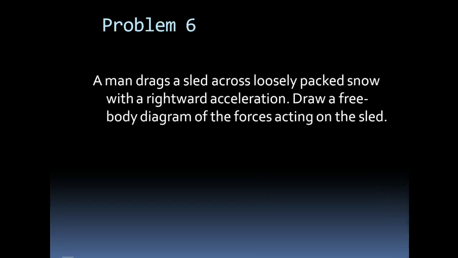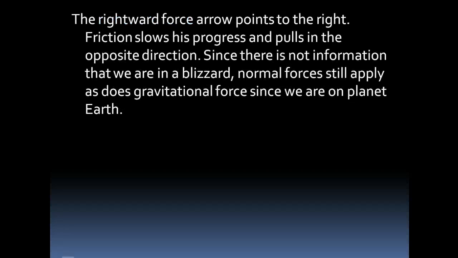Problem number 6. A man drags a sled across a loosely packed snow with a rightward acceleration. So it tells us right here that the sled is accelerating to the right. Draw a free body diagram of the forces acting on the sled. So of course I have the force of gravity acting downward. We've talked about that. The sled doesn't fall through the ground, so I must have a normal force pushing upward, and then I'm accelerating to the right.